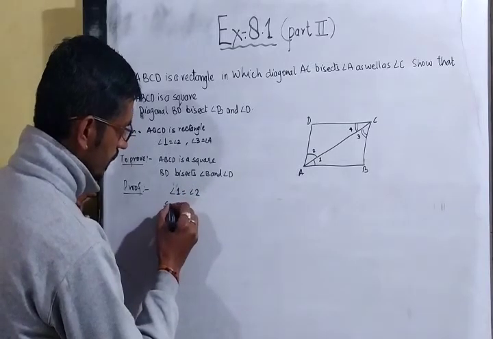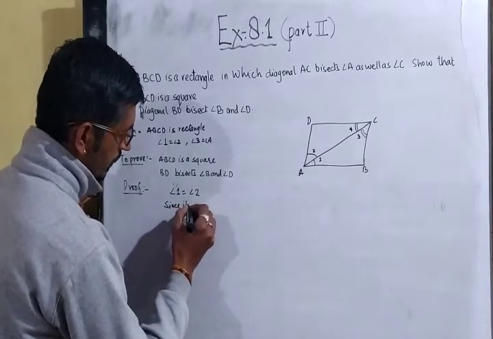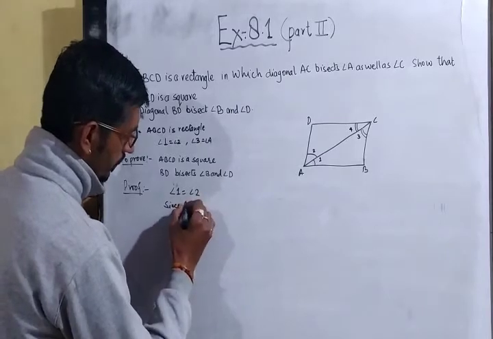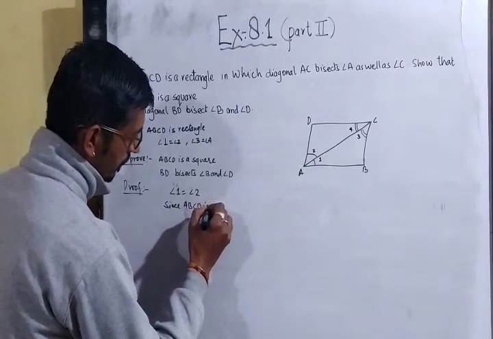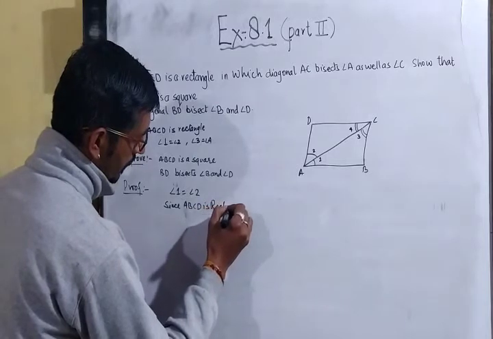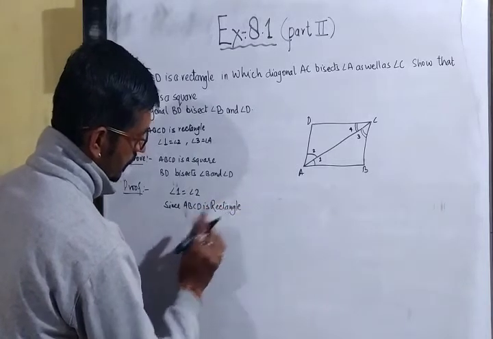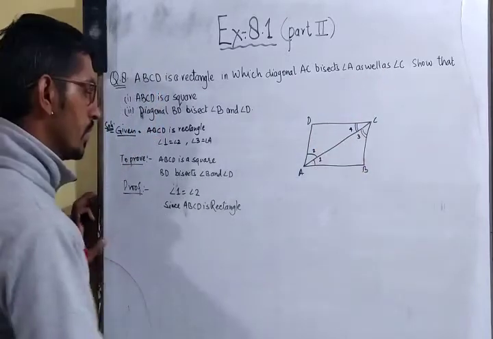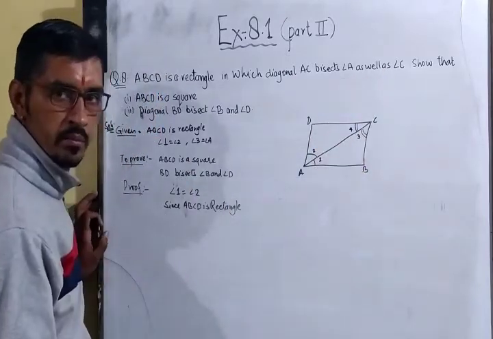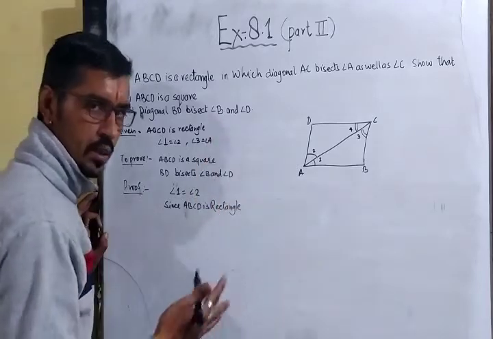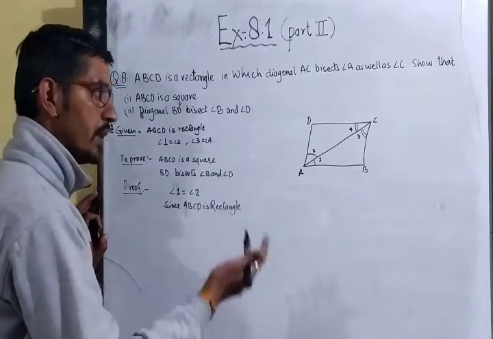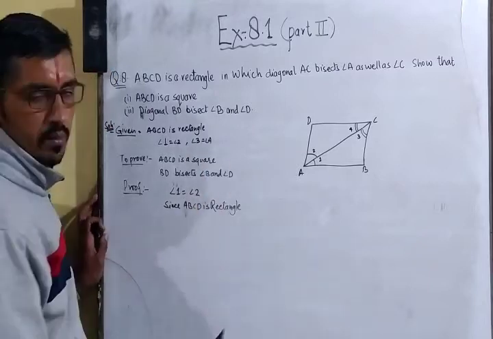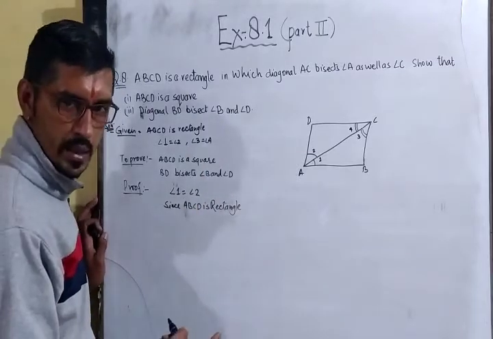And we know that since ABCD is a rectangle, the opposite sides are parallel and equal to each other. So you can say it is a parallelogram, because a rectangle has all the properties of a parallelogram. Opposite sides are parallel and equal to each other. Opposite angles are equal to each other. So it is a parallelogram as well.